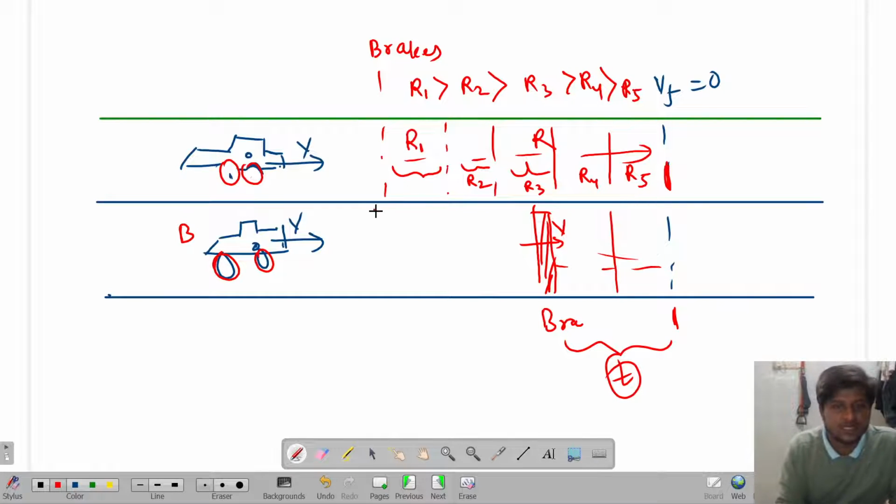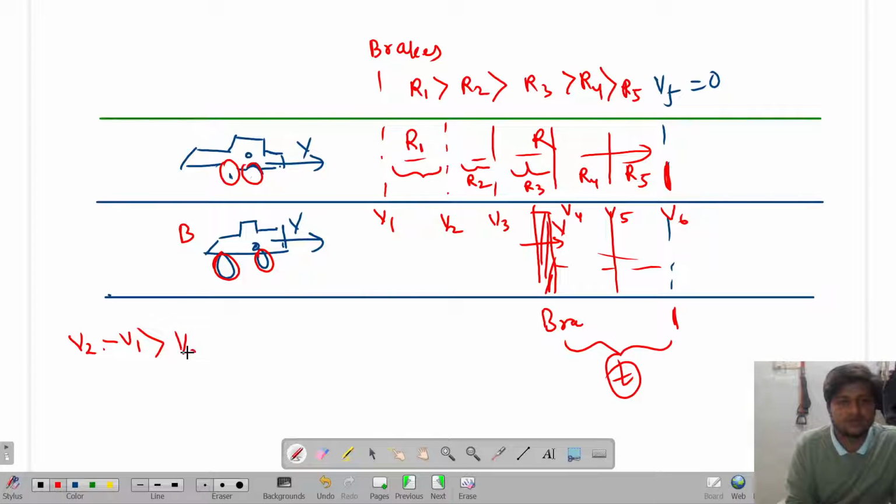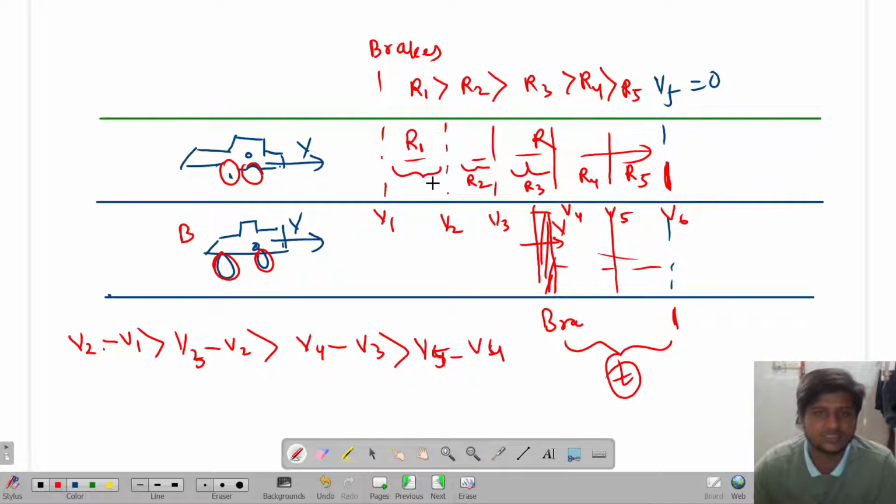Why is it happening? Try to understand. Let's suppose velocity V1 is here, V2 is here, V3, V4, V5 and V6. What you will observe is that this gap of velocity V2 minus V1 is going to be more than V3 minus V2, which is more than V4 minus V3, which is more than V5 minus V4. Yes or no? Tell me. Here there will be a little bit extra velocity gap, here a smaller one, again smaller, again smaller, and here the car will stop.